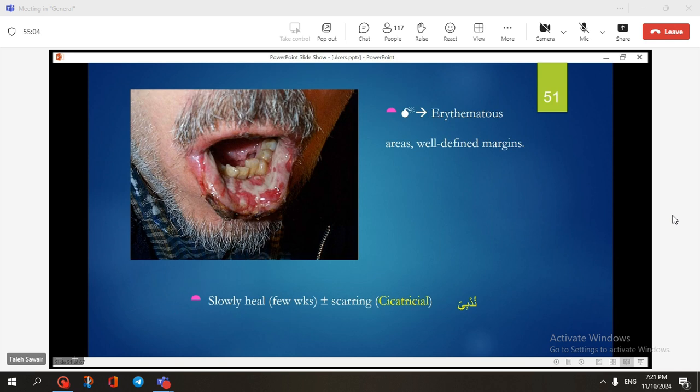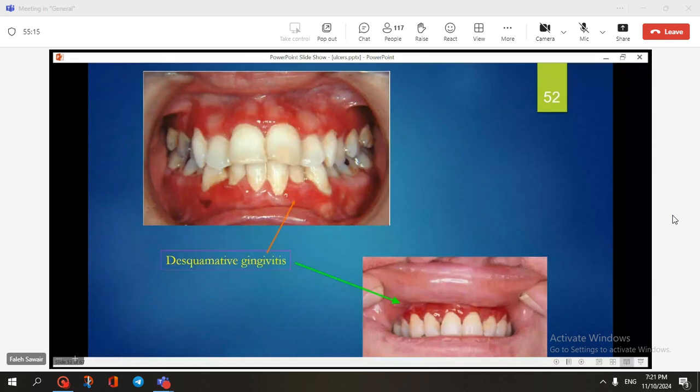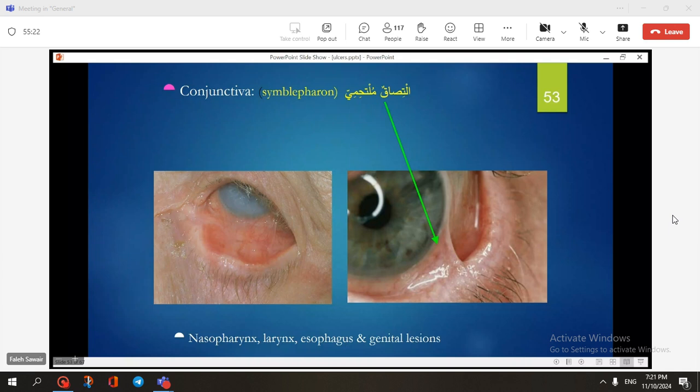But when they rupture, they will cause widespread erosions, as you can see here, and they will be followed by scarring. Sometimes the pemphigoid is mainly affecting just the gingiva, a minor type called desquamative gingivitis. And because it's a mucous membrane pemphigoid, it will affect other mucous membranes like the conjunctiva, the nasopharynx, the larynx, the esophagus, and the genital areas. Sometimes it will cause complications in the eyes and may lead to blindness.